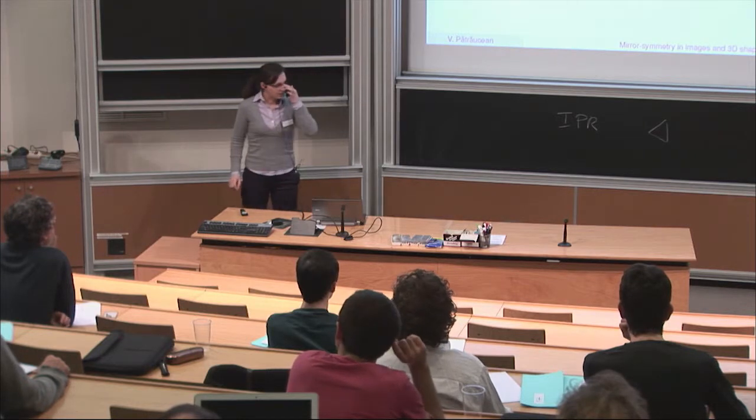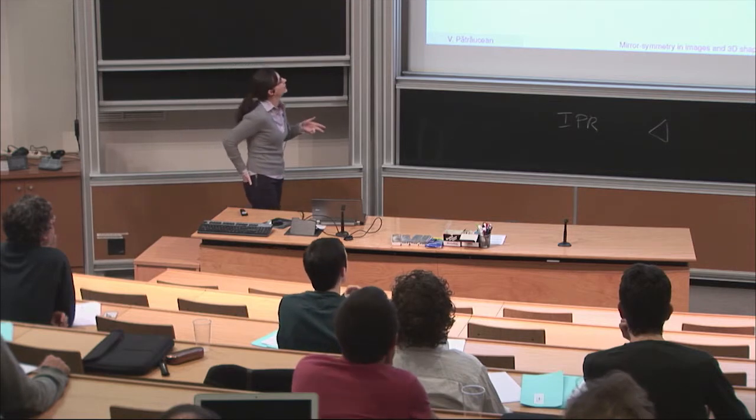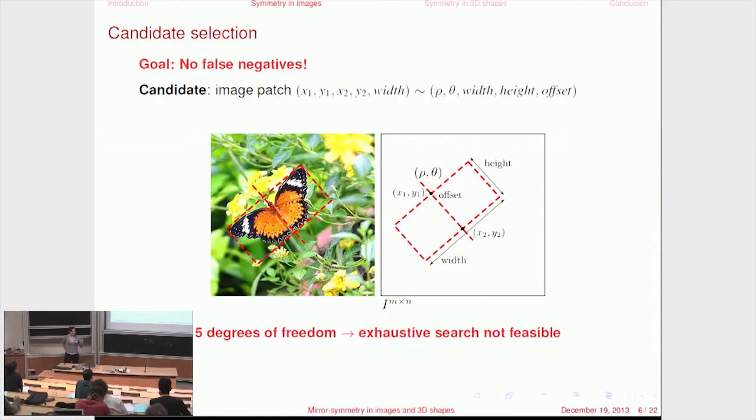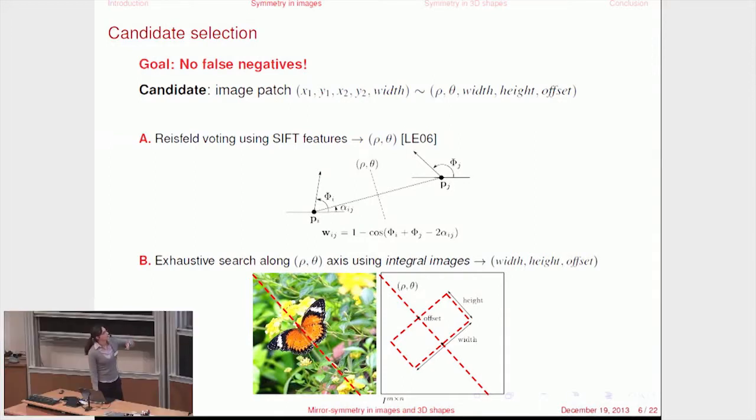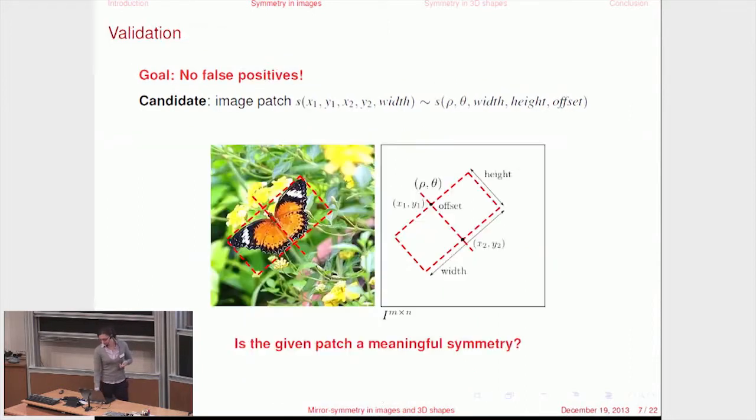Okay, so for the candidate selection, I won't go into details of how we did it because I don't have time. But it's important to say that in the candidate selection, I need a method that says, okay, here you might have a candidate, here you might have a candidate. So there's no problem if it gives me too many candidates or false candidates, because I will eliminate them at the validation stage. What is important here is not to miss candidates, so not to have false negatives. Well, the safest approach would be to do an exhaustive search, but this is not feasible. So we use a voting scheme. I don't go into details here. Just to say, we use a voting scheme based on SIFT features, and this gives me candidates.